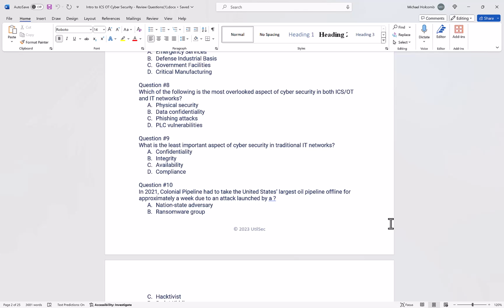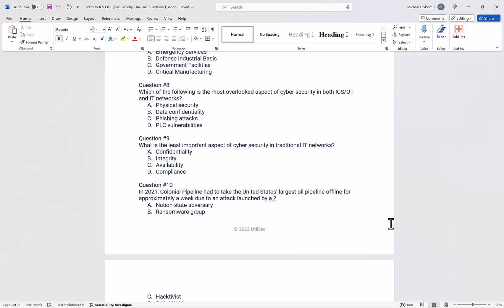Question 9, what is the least important aspect of cybersecurity in traditional IT networks? And so this is part of that conversation I threw in there. So it's kind of going back and comparing and contrasting ICS, OT to IT. I remember in the IT world, we talk about the big 3 requirements: confidentiality, integrity, and availability, or the CIA triad, just as they're listed there. The one that ultimately is the least important is compliance.